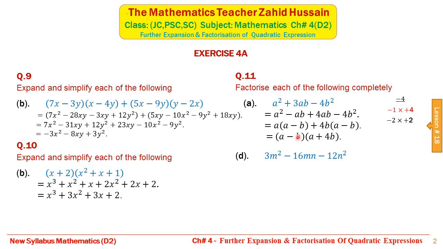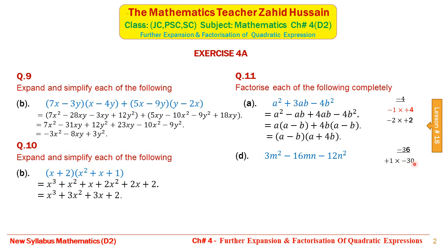Its D part, 3m square minus 16mn minus 12n square. Again this is a quadratic expression, so we will multiply 3 with minus 12, and we will get minus 36. Now because this number is negative, the two factors will have different signs, and because the middle term is negative, the sign of the larger factor will be negative.